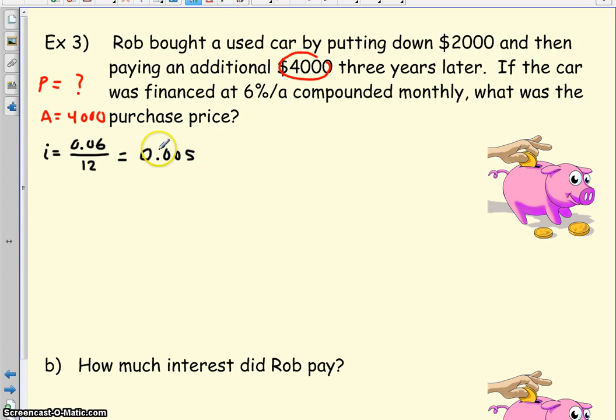Okay, and last but not least for N, we know that it took 3 years for the investment to be worth $4,000, and so we take our 3 years and it was compounded 12 times per year, so N is going to be equal to 36. Okay, so we have everything we need. Let's put it into the equation and see what we get.